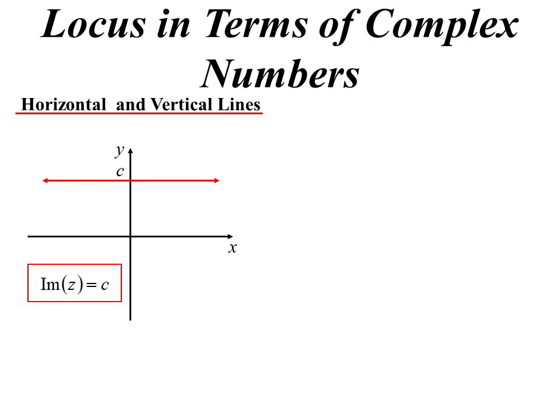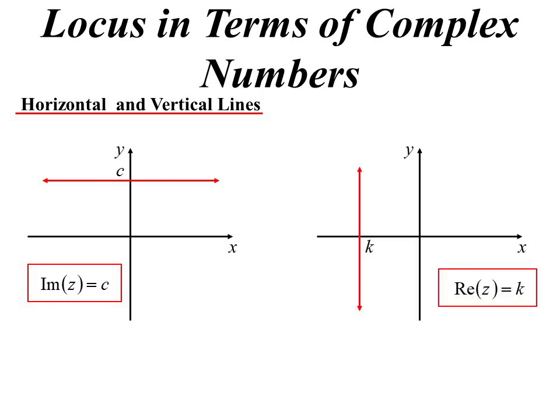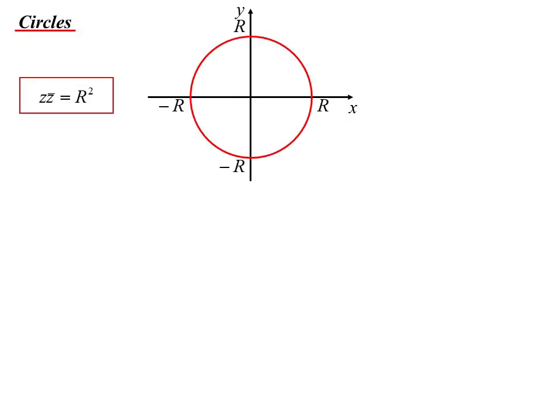And similarly, with a vertical line, those ones all have the same real part. So the real part of z is equal to k. Circles, there's our basic circle centered at the origin. Well, remember the equation of a circle centered at the origin would be x squared plus y squared is equal to the radius squared. But what have we now seen about x squared plus y squared?